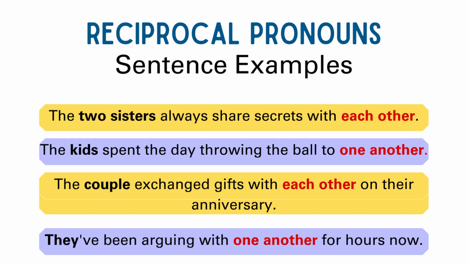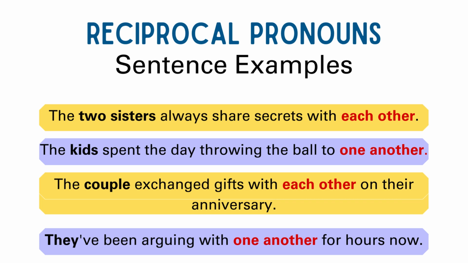The two sisters always share secrets with each other. Since it was specified that there are two sisters, we use each other. In the next example, the noun is kids. There's nothing that indicates that there are only two kids, so we assume that there are more than two. Therefore, we use one another.